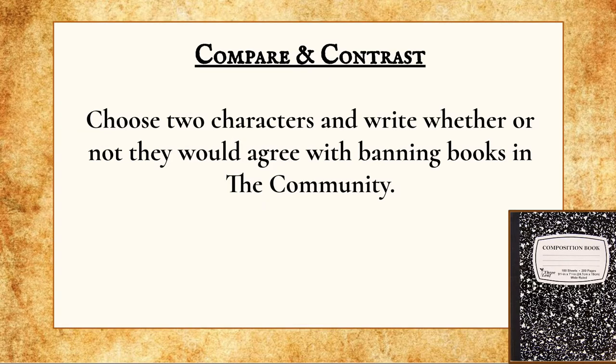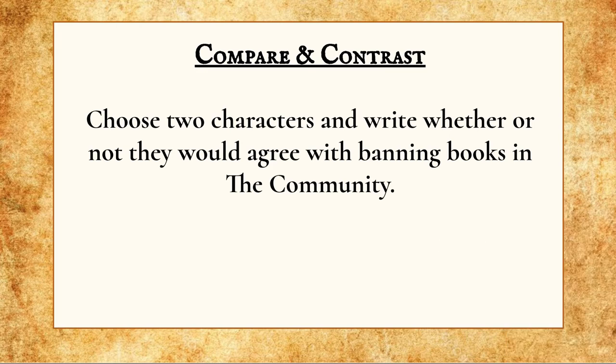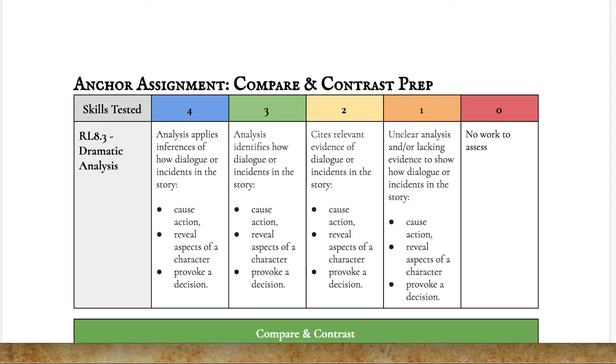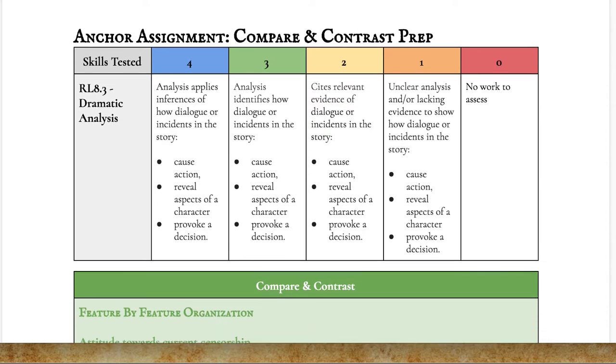So we are going to compare and contrast, because that's what we have been doing for this entire unit. We're going to choose 2 characters and write whether or not they would agree or disagree with banning books in the community. So your anchor assignment will look like this.